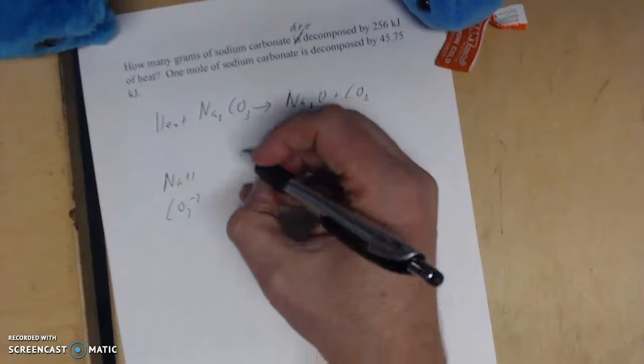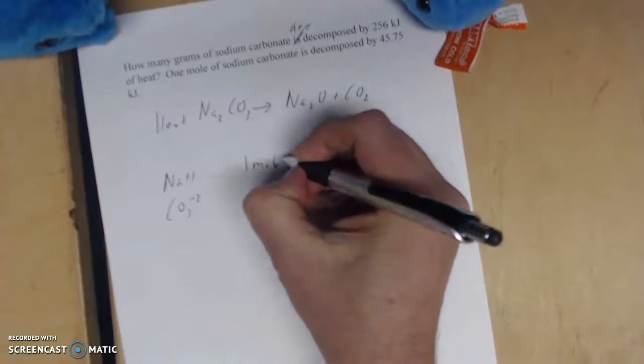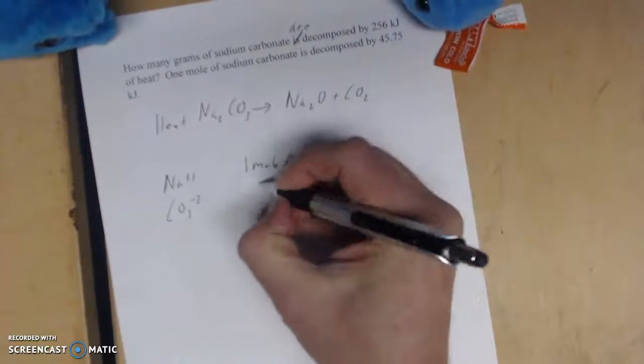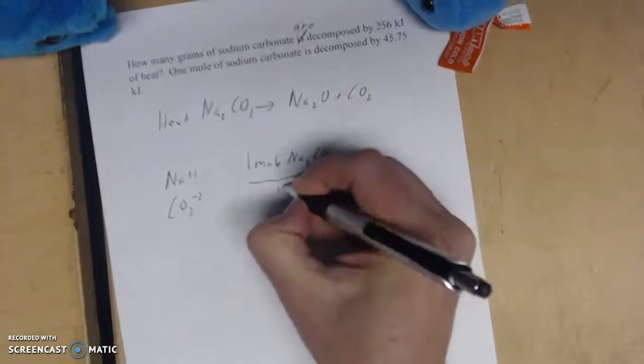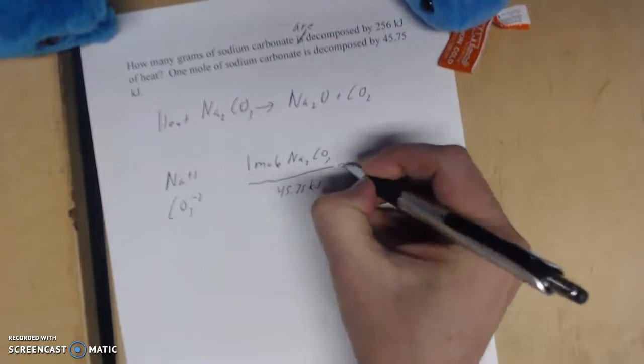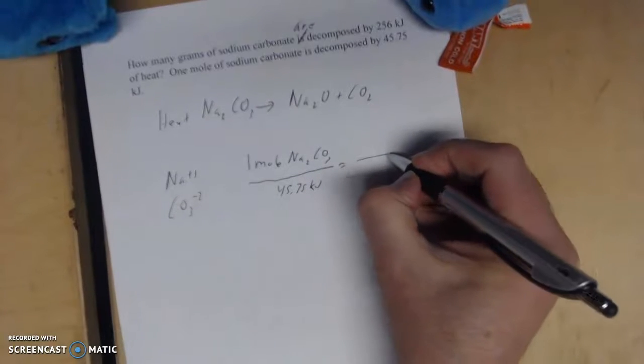Now, we're told that 1 mole of sodium carbonate is decomposed by 45.75 kilojoules. So we can set that up in our molar ratio. So 1 mole of sodium carbonate corresponds with 45.75 kilojoules. Now, remember I said this was our mole box? Well, I lied a little bit. I'm sorry. We could put kilojoules in there. We don't need to convert to moles. Okay, there are 2 different types of units. Now let's set that to what we know here.